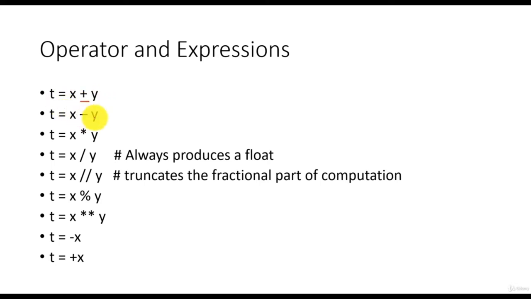Similarly, we can calculate the difference of two variables using the operator minus. In this case, if x is 5 and y is 4, then t will get the value 5 minus 4, that is 1. On the same lines, star is the multiplication operator. If x is 5 and y is 4, then t will get the value 20. And next, we have this slash operator, and this is the division operator. In this case, if x is 5 and y is 2, then t will get the value 2.5.